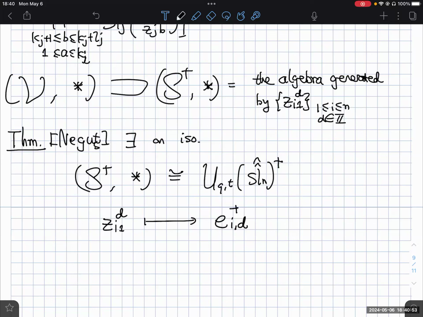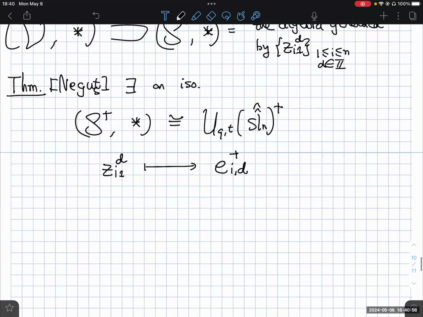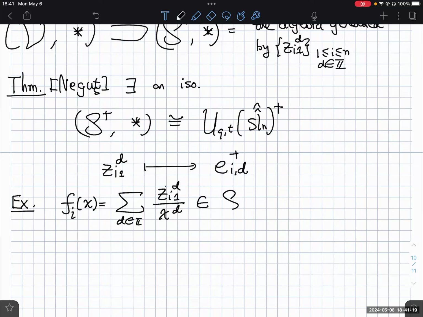Actually, this can be taken as an exercise: you take, for example, some generating function f_i over x1 to xd. You take this function as an element in the shuffle algebra and prove that it satisfies the corresponding relations in the quantum toroidal algebra.